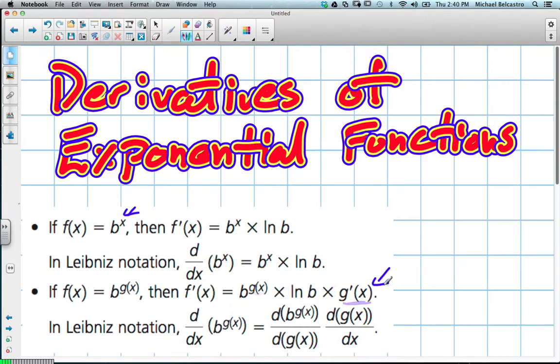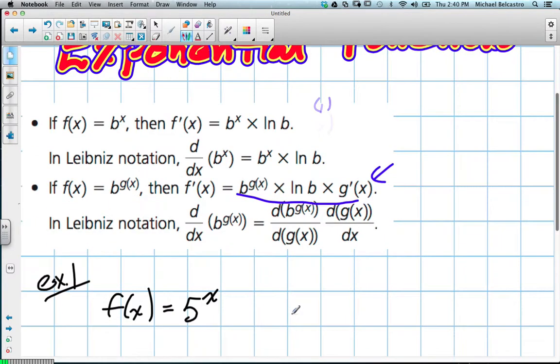And really, you can always apply this rule because here that would be just the derivative of x. And what's the derivative of x? Just 1, right? So it doesn't change anything. So really, if you want to remember a hard and fast rule, remember that one, okay? So let's go through our first example.